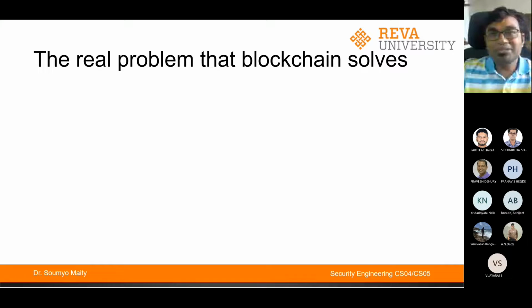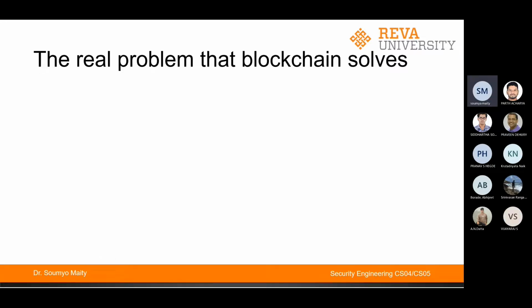Now, the real problem that blockchain solves. It doesn't solve all the problems in the world, right? Some of the problems it solves. So what is the exact problem definition that blockchain solves? What is the problem? Can anybody tell me? Can you please tell me the exact problem that blockchain solves?